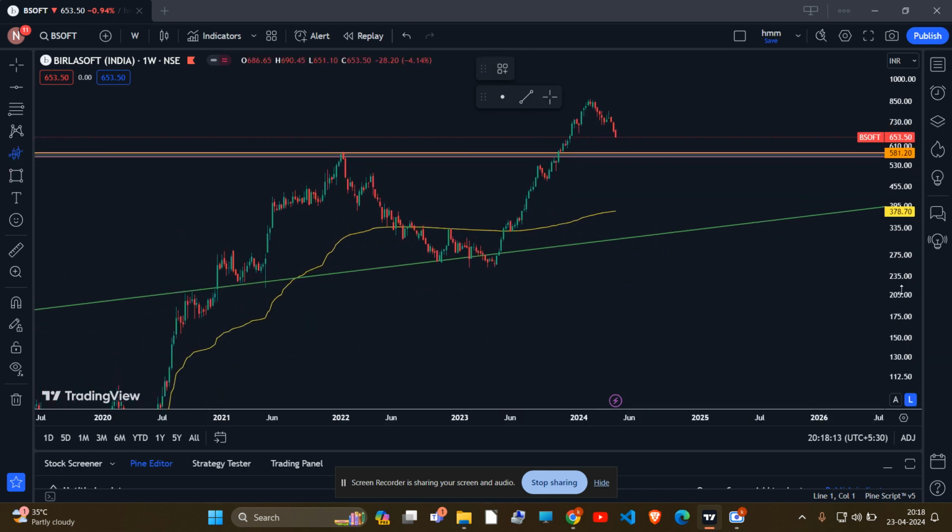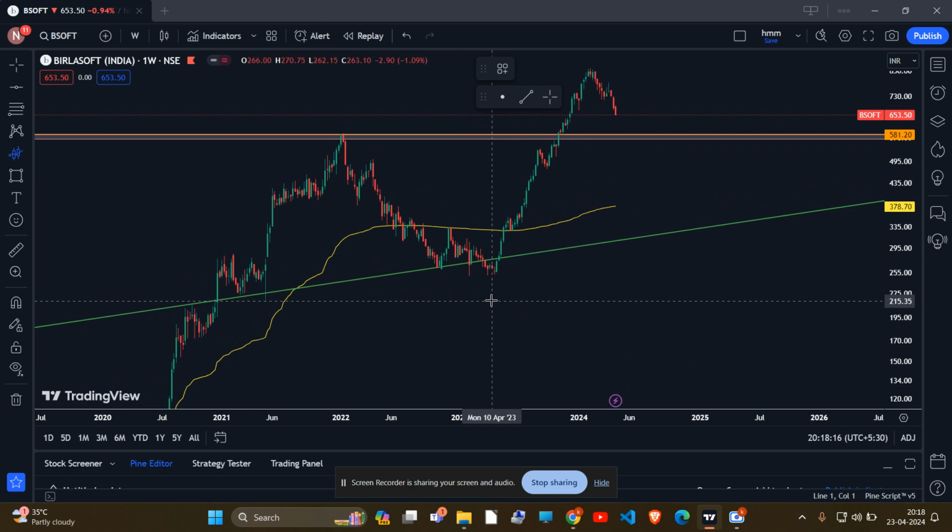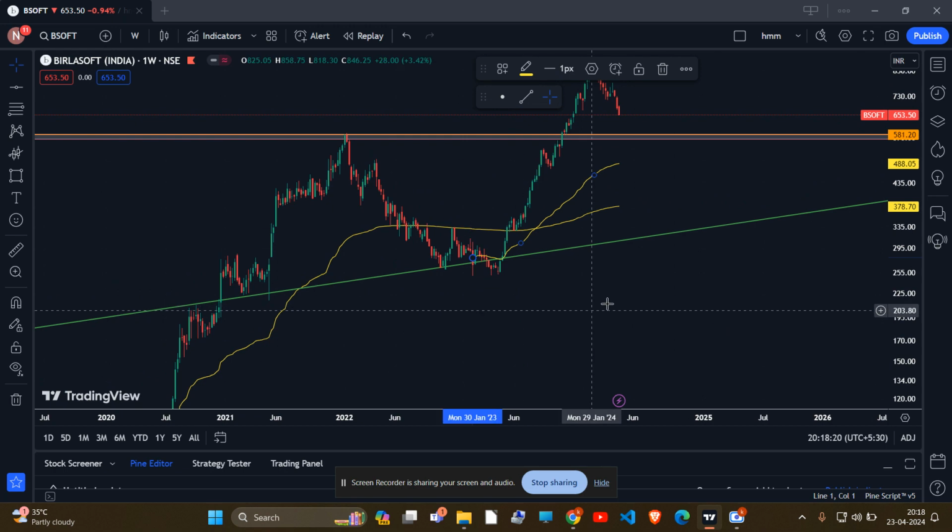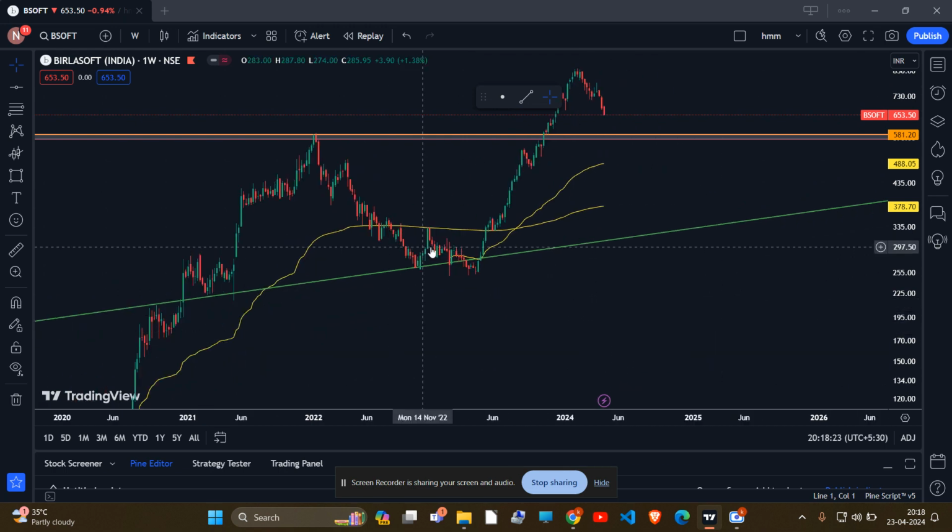Another important anchored VWAP would be this one, an anchor at the lowest point of this double bottom pattern. It must have got accumulated well in that zone.